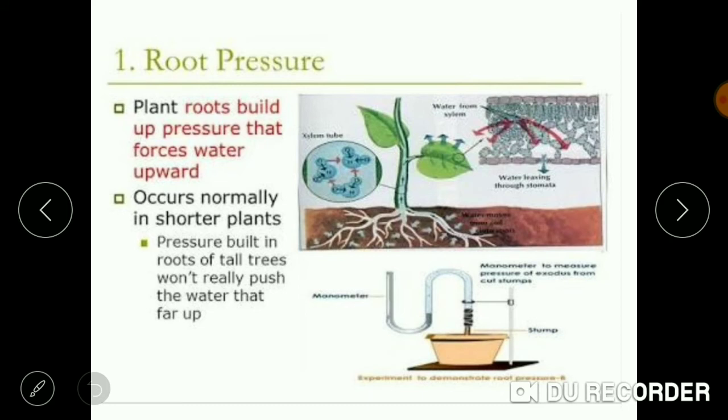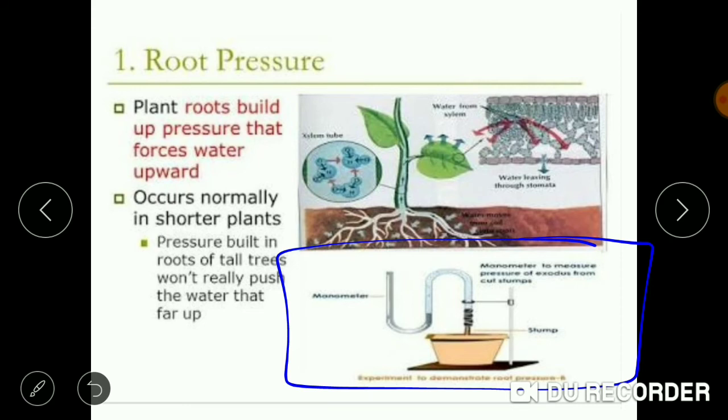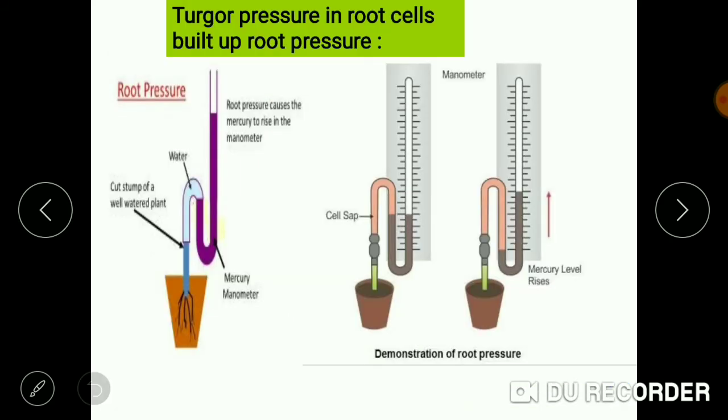Now we move on to what is root pressure. The plant roots build up certain pressure that forces the water to move upward from root to the stem and then to the leaves. This root pressure is measured with the help of manometer. We'll be studying about this later on. First, let us know what is helping in maintaining this root pressure. So, turgor pressure in the root cell helps in building up this root pressure.